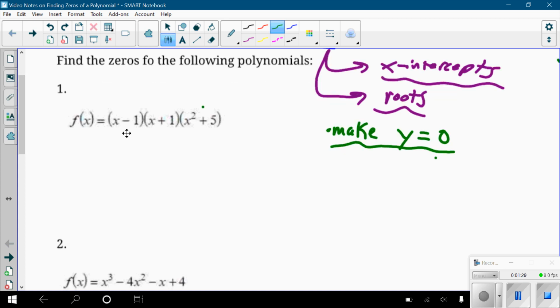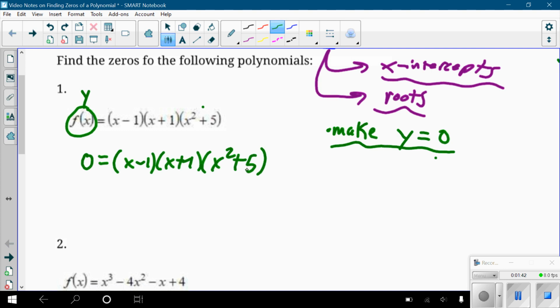Here are functions written in function notation. Remember that this guy's our y. So we're going to make that 0, and we're going to solve this equation. Now, this is best case scenario, an equation that looks like this because it's all factored for us. Remember, factoring is your friend. Factored form is your friend. That's what you want it to look like. Okay, so it's all factored for us.